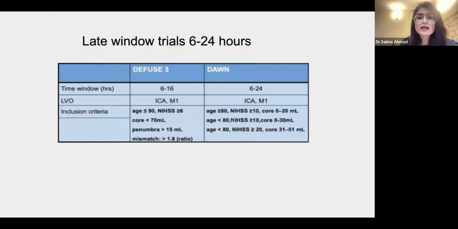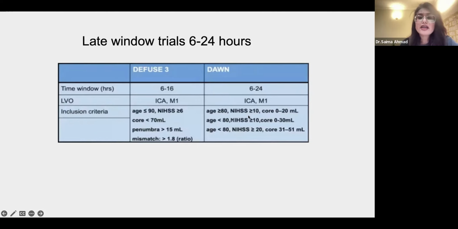So the late window trials are those trials in which the patients are selected who come late, between 6 to 24 hours. We have two trials which were completed a few years back, DIFFUSE 3 and DAWN trial. In the DIFFUSE 3 and DAWN trial, they selected the patients on the basis of the core and the penumbra. These are the values: the core less than 70 ml and the penumbra more than 15 ml, and the mismatch is 1.8.